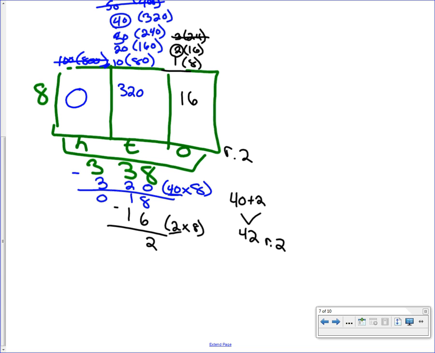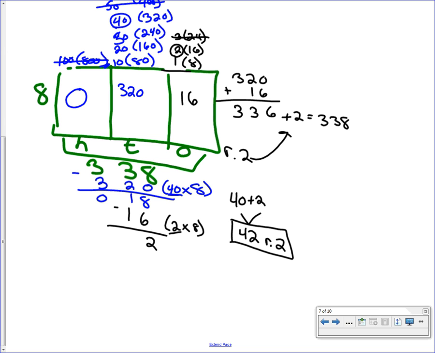Now these numbers are right here. If I do 320 plus 16, that gives me a 6, a 3, a 3. Oh, I've got 336. So let's say 338. That's what this remainder is for: plus 2 equals 338. So you can see that's where I have that broken up. So here is my quotient, 42 remainder 2.